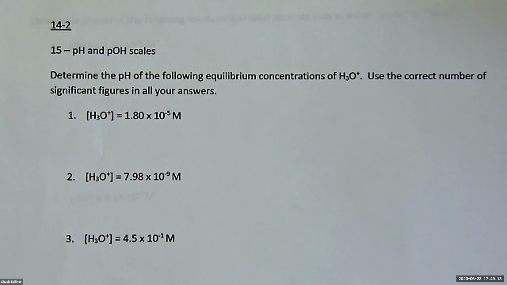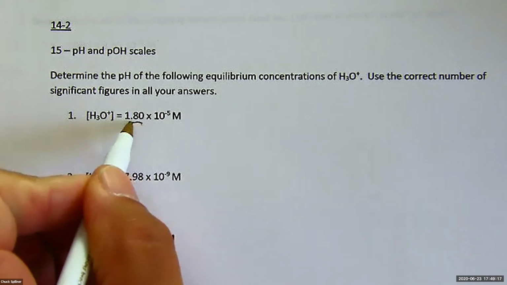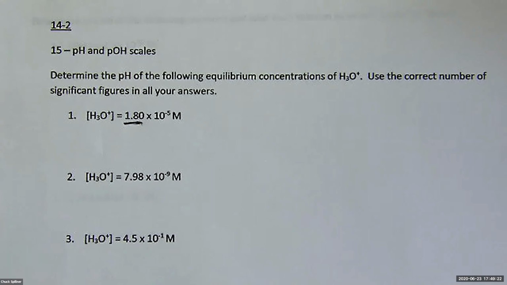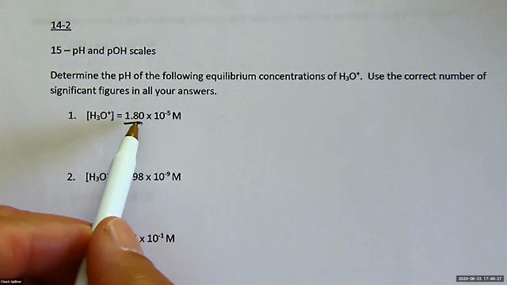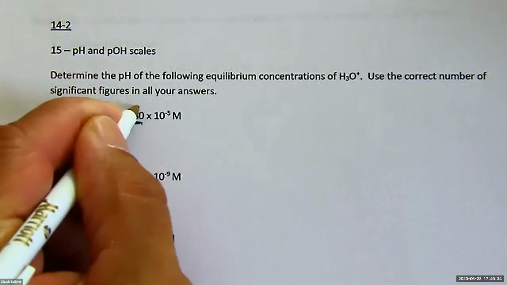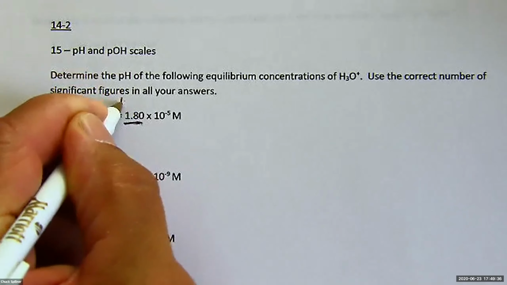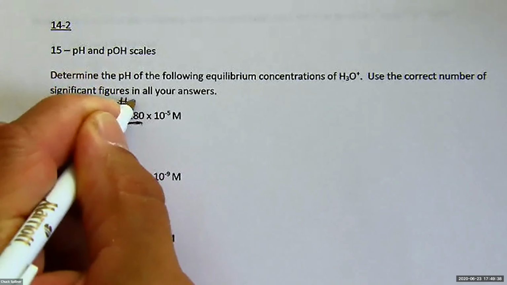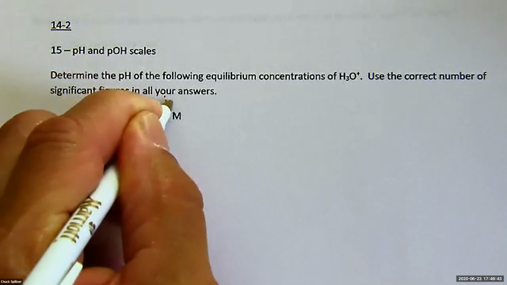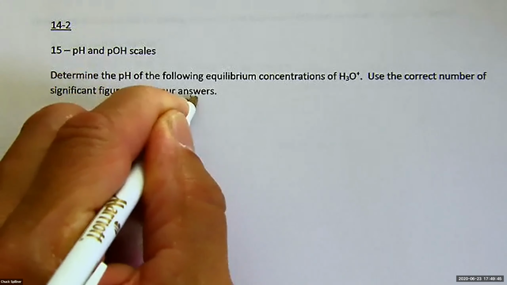Okay, so the sig figs have to do with how many sig figs are in the coefficient of the scientific notation number, okay? So here we have 3 sig figs. That means when we take the logarithm of that, we want to have 3 decimal places. So the number of sig figs is going to equal the number of decimals in our log, in our pH value.